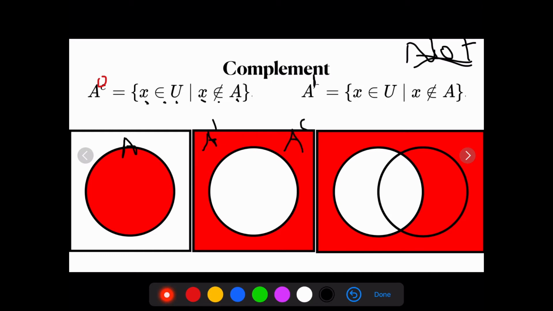So if this is A, then the complement of A is all the stuff that's not in A. And that's true even if we have two sets. So if this is A, then this is all the stuff that's not in A. So we don't need to really worry about what's in B.